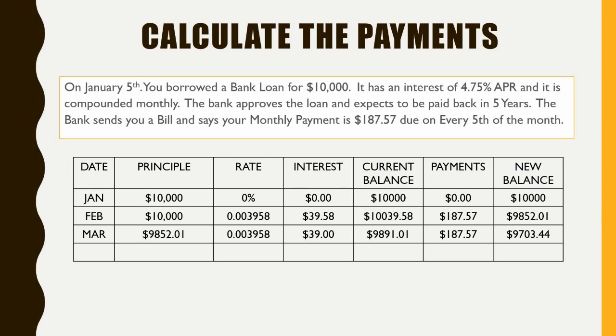So for the next month, I'm going to take the current balance that I have, because that's my new principal now. Gonna multiply by that rate. So now I get hit with another interest for the month of March for $39 even. And now it's $9,891.01. Boom, you make a payment, boom, then it's going to be down to here. So again, you're going to pay the interest off first, and then you slowly make a payment to your actual principal.